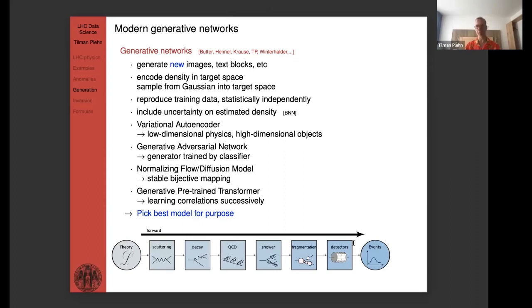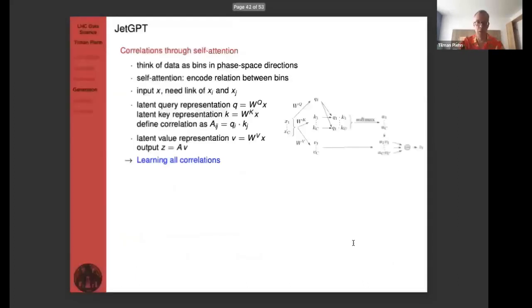And all of them have different strengths and weaknesses, and when you have a task, depending on the level of precision you want, depending on the dimensionality of your phase space, depending on the size of your structures, you just pick your favorite model. I'm a big fan of normalizing flows, for instance. Our Heidelberg version is called INN, but I'm going to show you something different. I'm going to show you some work we recently did on GPT. And we call our tool JetGPT.